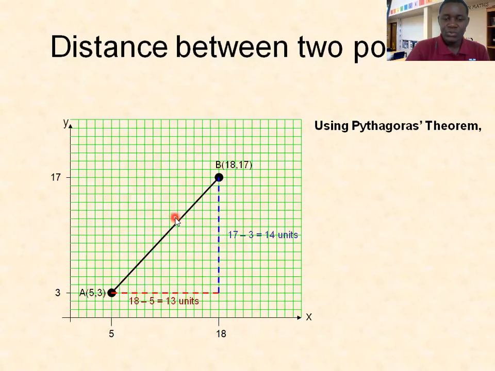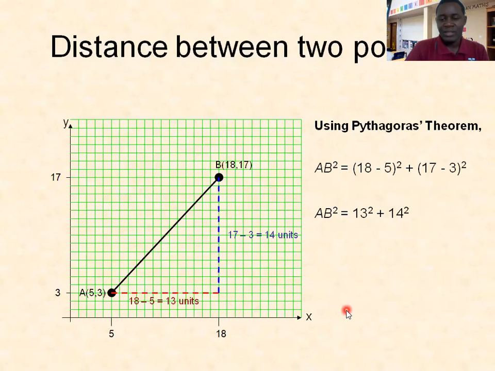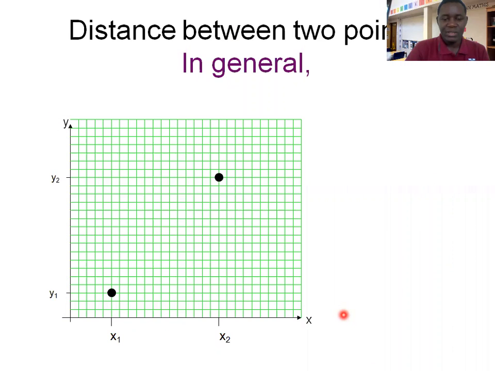So we can use Pythagoras' rule to find the length of the line. The length of the line will invariably mean the distance between the point A and the point B. So using Pythagoras' rule, we have AB squared equals 13 squared plus 14 squared. And that came from 18 minus 5 and 17 minus 3. So that gives us the square root of 13 squared plus 14 squared, and the result will give us the distance between the two points.